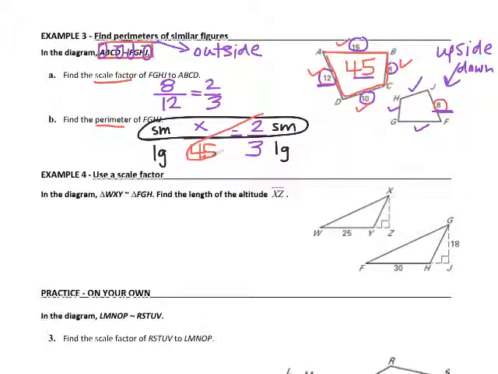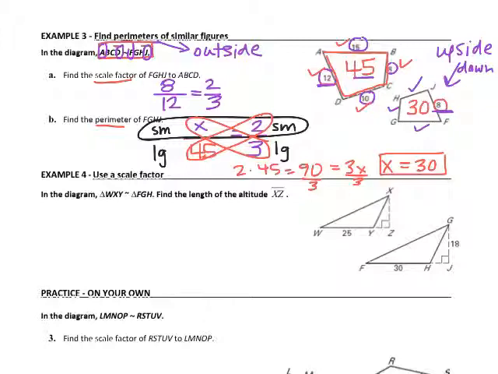So we can cross multiply here. 2 times 45 equals 90, and 3 times x is just 3x. So 90 equals 3x. If I divide by 3, x is 30. So the perimeter of the small quadrilateral has to be 30 because the scale factor is 2/3 and the perimeter of the larger quadrilateral was 45.